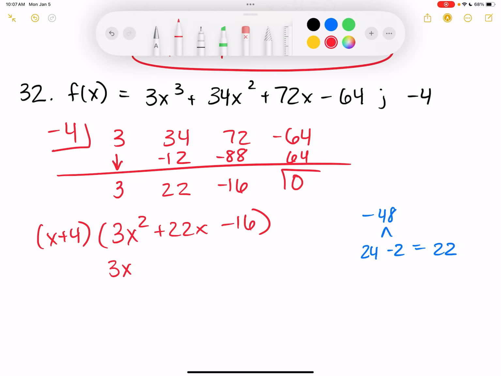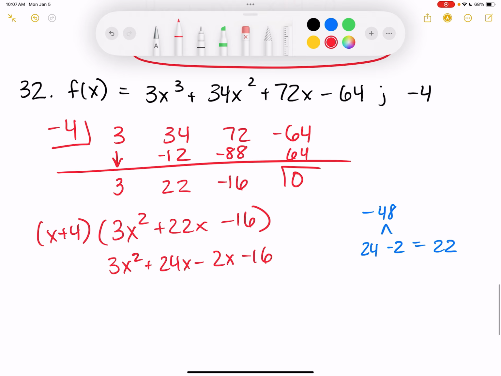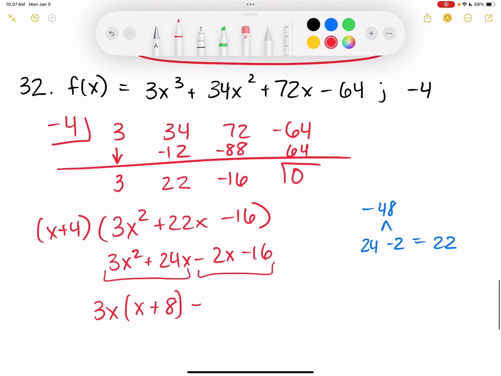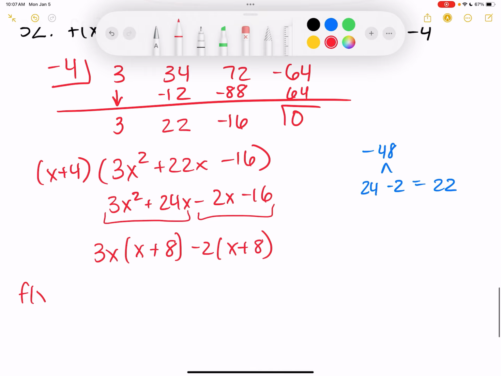All right, so I've got 3x squared plus 24x minus 2x minus 16. Factor by grouping. 3x, and then I have an x plus 8. Take out a negative 2. X plus 8. So that means in total, this would factor into x plus 4 times 3x minus 2 times x plus 8. We set it equal to 0 to find the zeros. So I already had, obviously, negative 4. I'm really only doing the other ones.